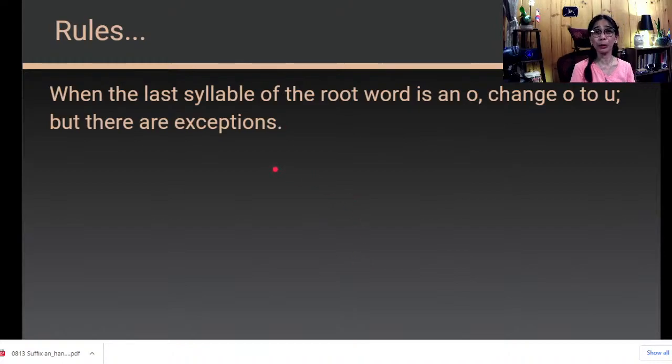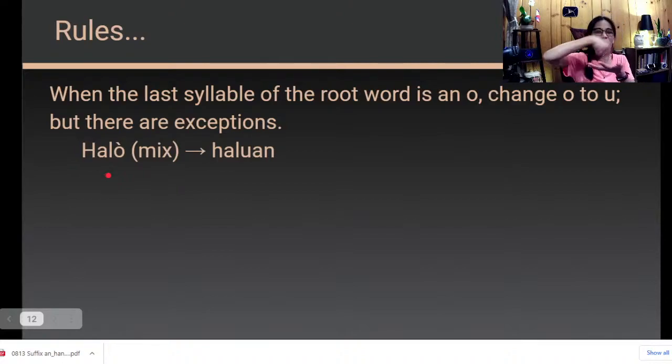Okay, let's have rules. What are the rules when we want to apply suffix an or han? Take note. When the last syllable of the root word is an O, change O to U. But there are exceptions. Take note of that. Example, halo. Halo means mix. Bruce, you know halo-halo. The word halo, repeat it. Halo, halo. I want halo-halo right now. It's mainit ngayon. Gusto ko ng halo-halo. But haloan is different. Just say haloan only.